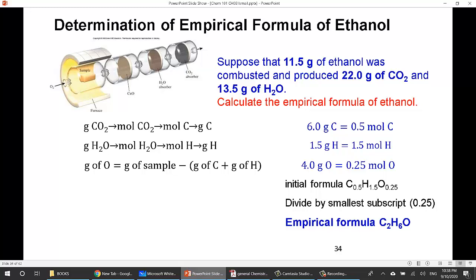You divide by the smallest subscript, in this case 0.25, and therefore the empirical formula for this compound, for ethanol, is C2H6O. It's a coincidence that this empirical formula is actually the same as the molecular formula, but that's not the same all the time. Okay, that's not the same all the time. But in this case, it worked. We have an empirical formula that is the same as the molecular formula, and we are good.